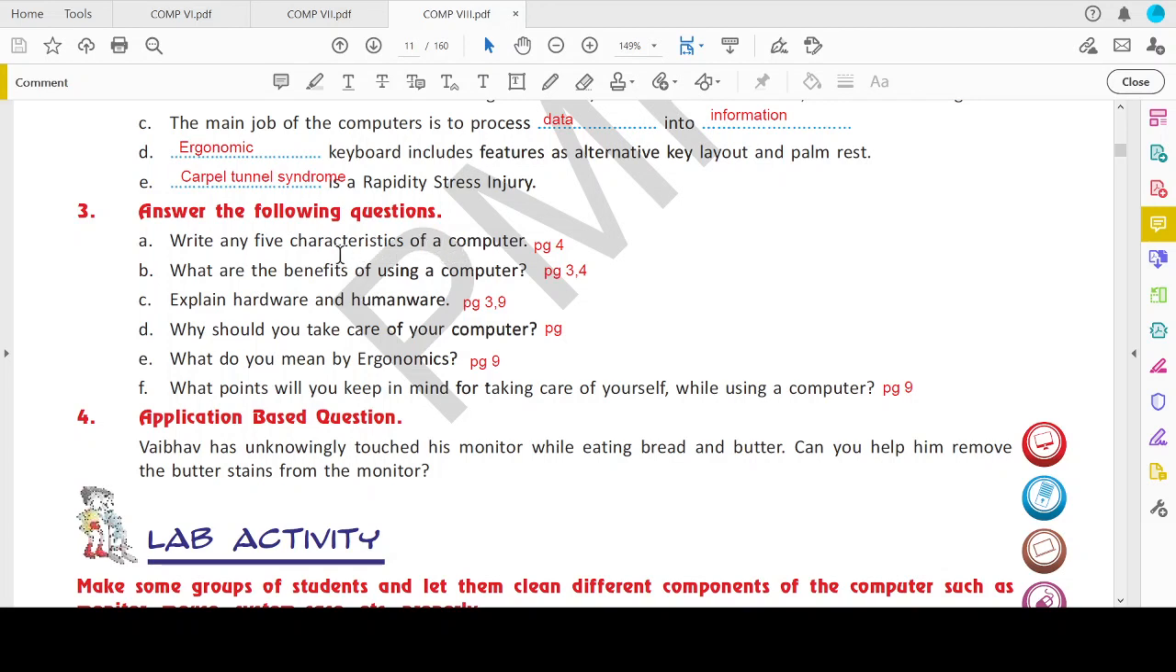And as I have said, you have to write why speed is important, why accuracy is important, how it is beneficial for us. So write 5 characteristics of computer. You have to write that. What are the benefits of using a computer?